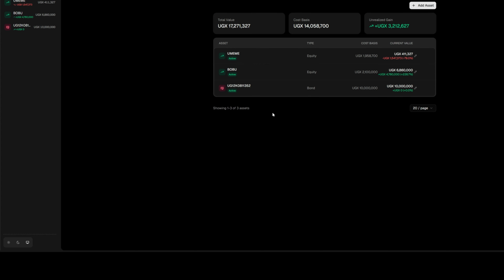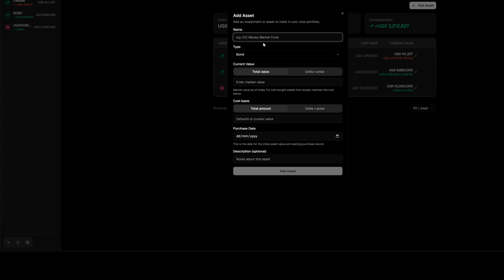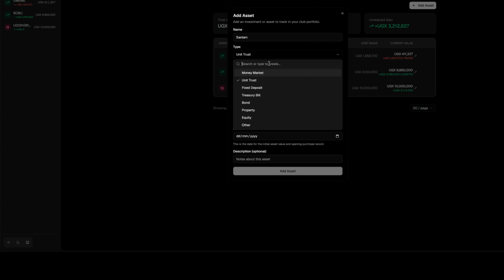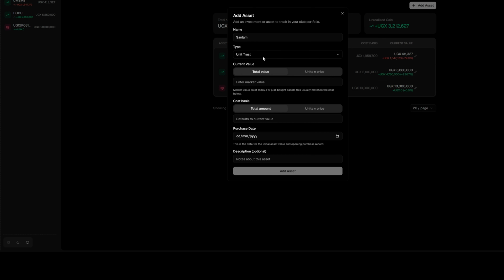So for Compounders Investment Club, I'll add assets, and for the name, I'll add Sanlam, and the type, I'll add unit trust. It can either be unit trust or money market, or you can even create your own asset type. For the cost basis, I'll enter 6,467,101 shillings, and that will be both the cost basis and the current value. Since they match at the point of entry, there is no unrealized gain or loss. I'll enter the purchase date and I'll save.